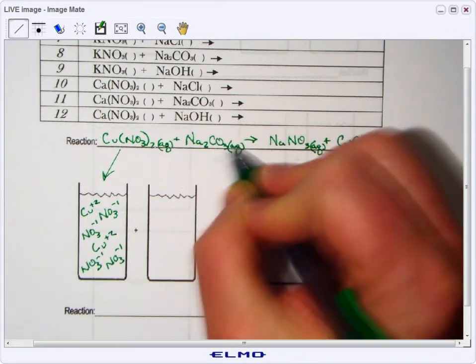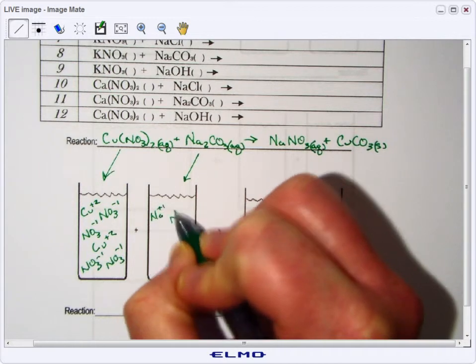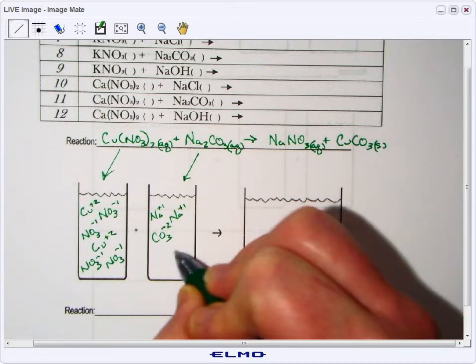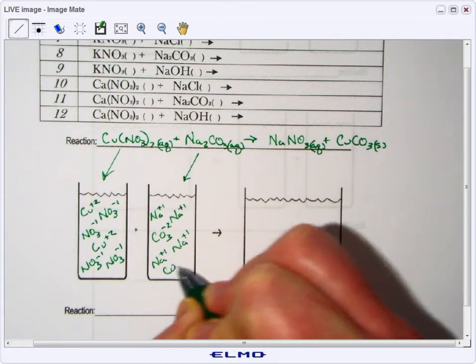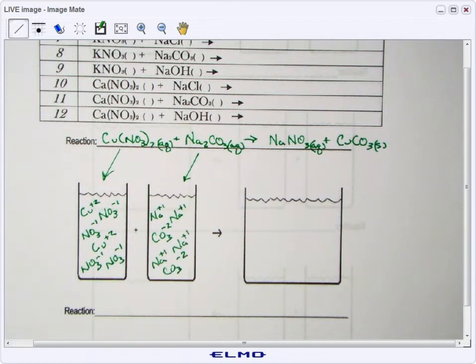Same thing here. This is aqueous. So again, I have them split apart in water. As long as they dissolve in water, they dissociate. They're floating around independently of each other. In both cases, they've split up. I'll let you finish writing those down. Questions on that?